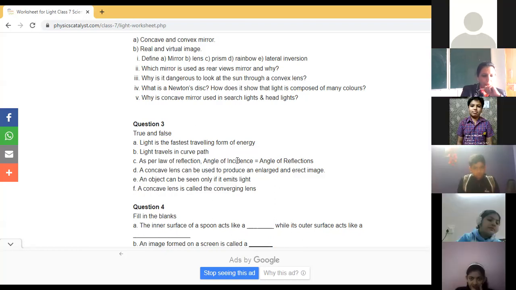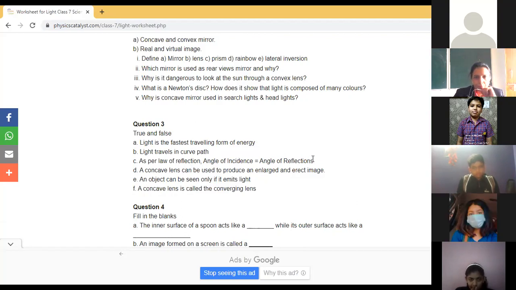We have not read this yet, but you should know it. Yes, Mahi? Angle of incidence is equal to angle of reflection, always.